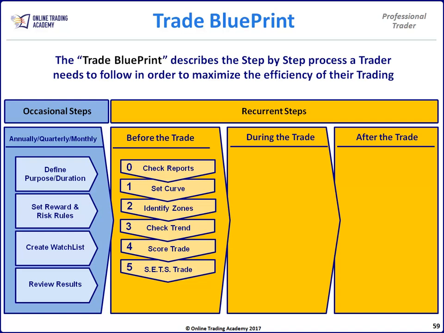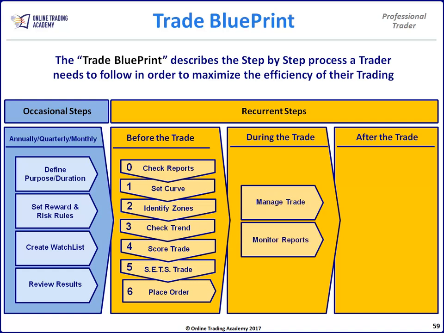Once we've scored the trade and we have an opportunity, it's time to SETS the trade. SETS being the stop, entry, target, and position size. So these are the four components that we'll need to place the trade. And once we have these, we can go ahead and place our order. Now, once that order is executed, it's our job to manage the trade. We need to be monitoring any reports that are coming out that could affect the movement of price or could affect our trade. We'll want to be aware of that.